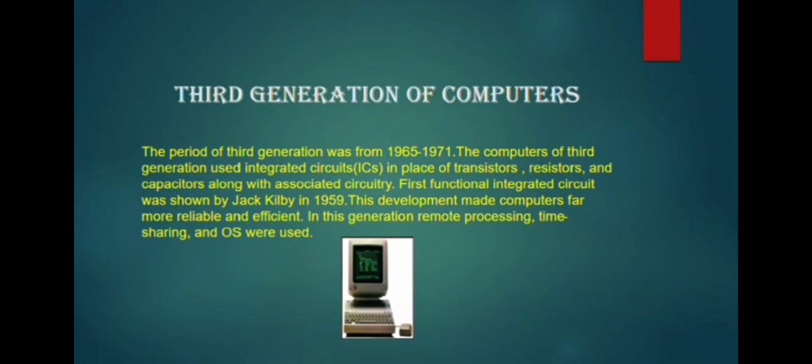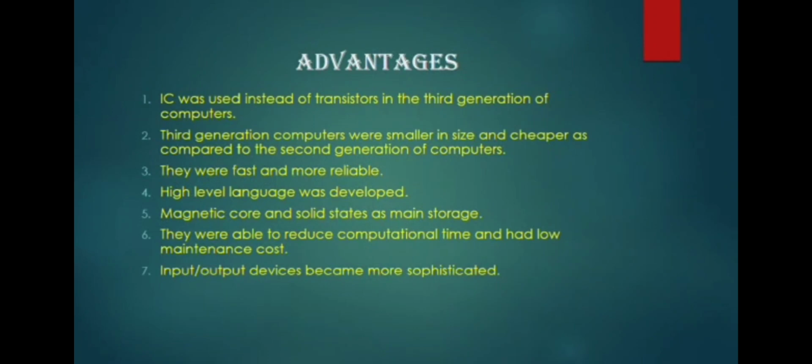Let's see its advantages. So, IC was used instead of transistors in the third generation of computers. Third generation computers were smaller in size and cheaper as compared to second generation computers. They were fast and more reliable. High level language was developed. Magnetic core and solid state were used as the main storage, and because of that they were able to reduce the computational time and had low maintenance cost. Input and output devices became more sophisticated.